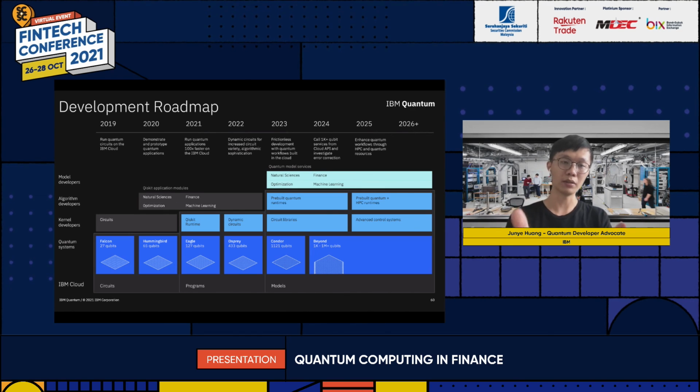So we hope that by developing this application module and all the other things, you might not need to know as much about quantum computers to start using them. So that's what we call frictionless development. We try to lower the barrier of entry, and also hope that you can integrate it into your existing software infrastructure. Okay.